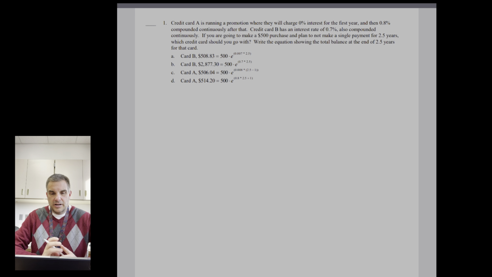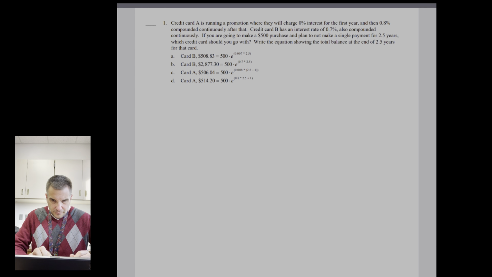So the first one, credit card A is running a promotion where they will charge 0% interest for the first year, then 8% compounded continuously after that. Credit card B has an interest rate of 7%, also compounded continuously. If you are going to make a $500 purchase and plan not to make a single payment for 2.5 years, which credit card should you go with? Write an equation that shows a total balance after 2.5 years.